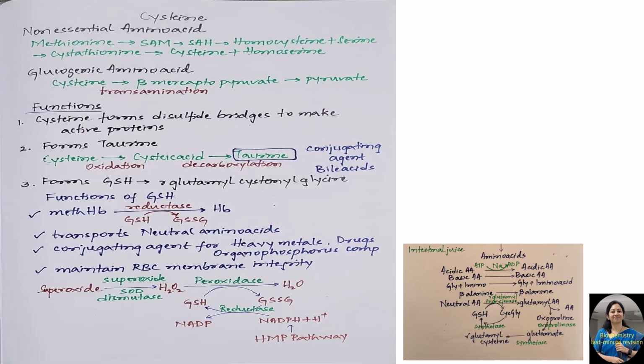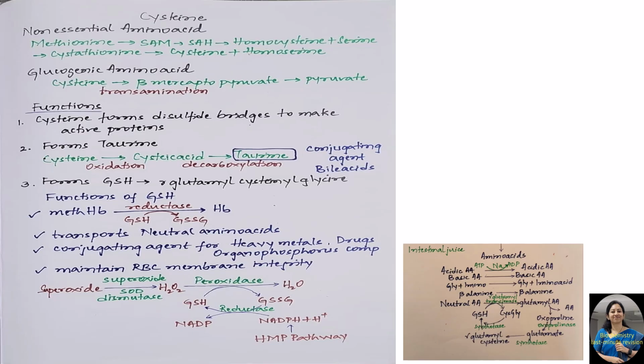So one such powerful free radical is superoxide, which is converted by superoxide dismutase to form hydrogen peroxide. Now hydrogen peroxide itself is a powerful and harmful free radical. So this is safely reduced to water by glutathione peroxidase, during which time the reduced form of glutathione, GSH, gets converted to oxidized form represented as GSSG.